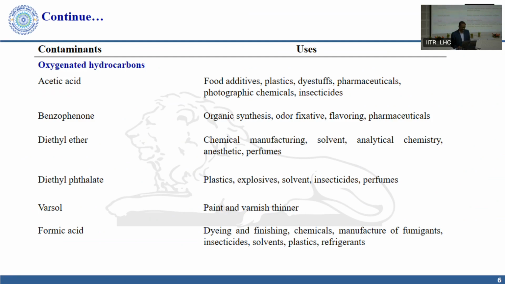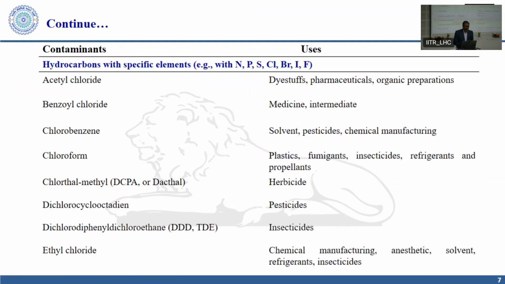Formic acid is also used for dyeing, finishing, and manufacturing of fumigants, insecticides, plastic and refrigerants. In the case of a refrigerator, formic acid is also used here. Next is your hydrocarbons with a specific element, for example, nitrogen, phosphorus, sulfur, chlorine, bromine, iodine, and fluorine. Just like acetyl chloride, that is a pharmaceutical organic preparation. Benzyl chloride is used as a medicine intermediate.